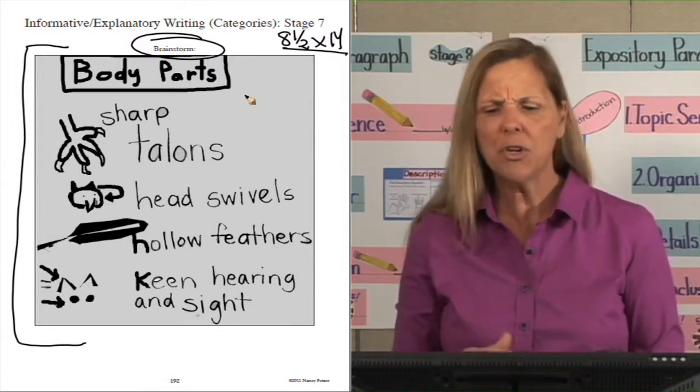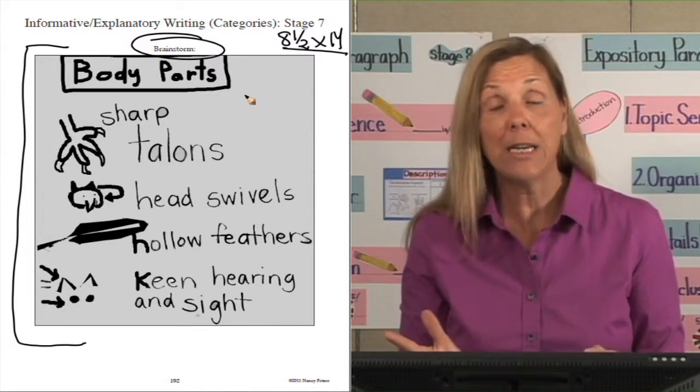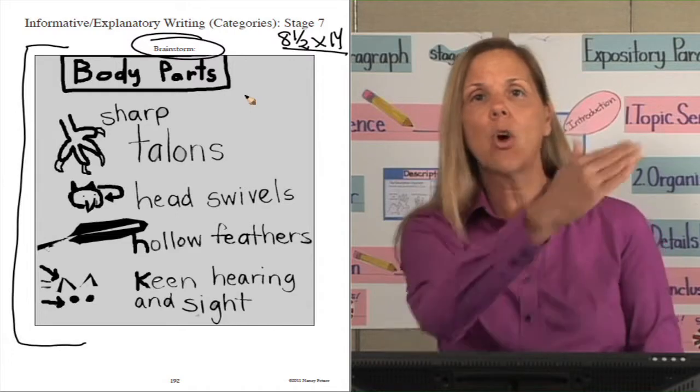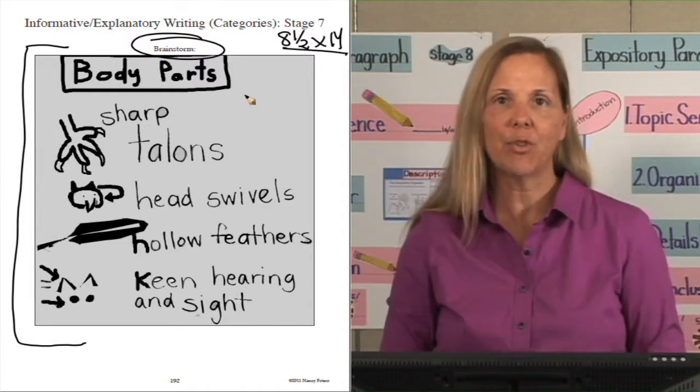And why is that important? Because it doesn't matter as much about, in this case, an owl being a predator. What really matters are these steps. Once you learn the steps, you can write any type of information.